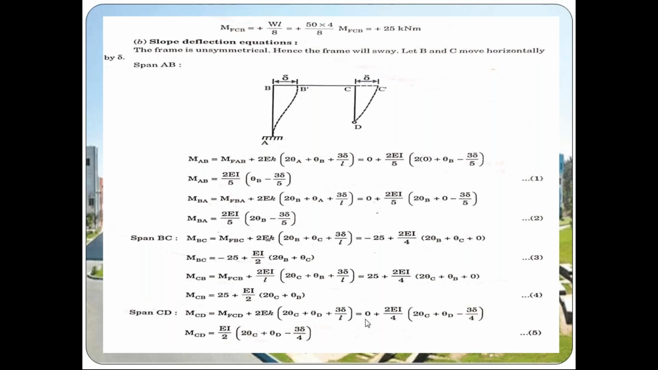Okay, so M of CD value is 0. 0 plus 2EI by 4 into 2 theta C plus theta D. Theta D is also unknown. Support D is a hinged support, so theta D is unknown, minus 3 delta. Delta will come here. Minus 3 delta by 4. So finally MCD equal to EI by 2 into 2 theta C plus theta D minus 3 delta by 4. This is equation number 5.